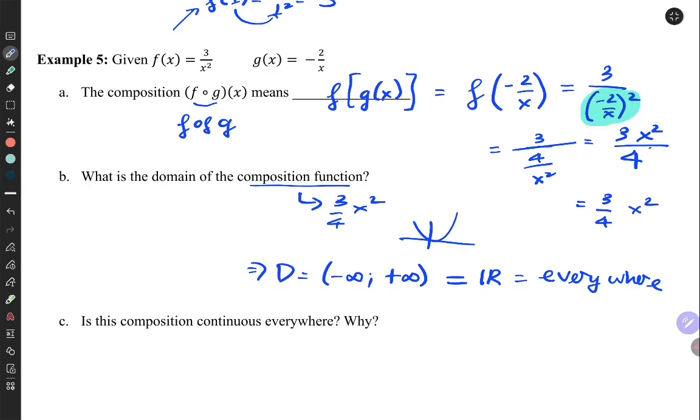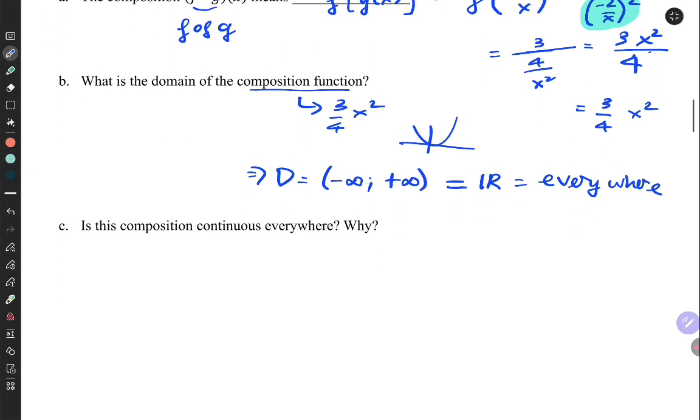Right? And among these two, the g of x, both of them technically, right? The x inside the g of x cannot be 0. Therefore, this one inherits that property from g. Therefore, this one is also continuous everywhere except the number 0. Okay, so that is one thing about composite functions.